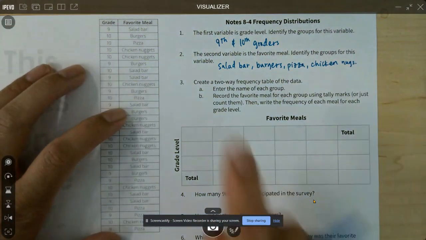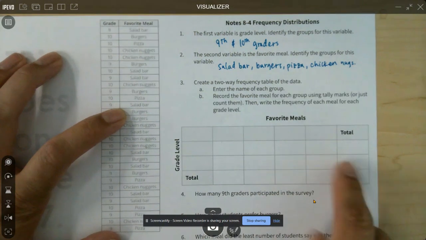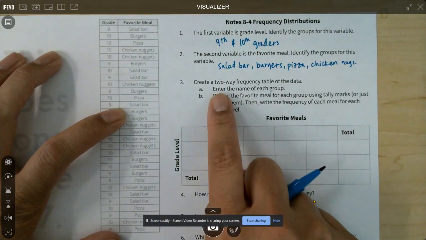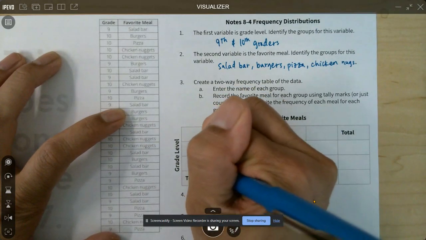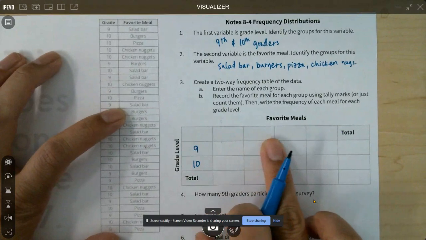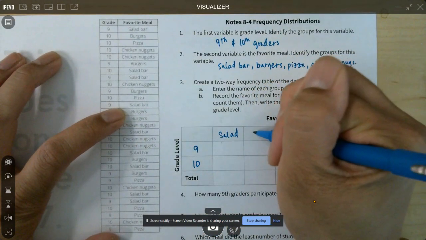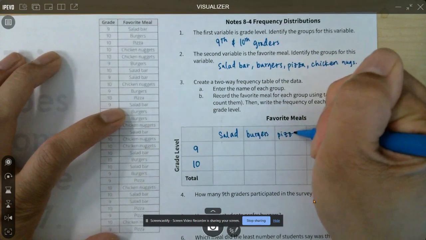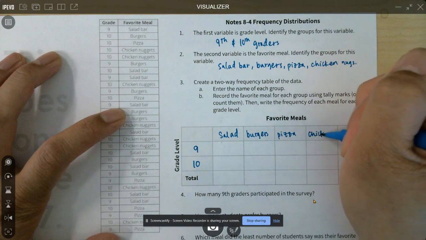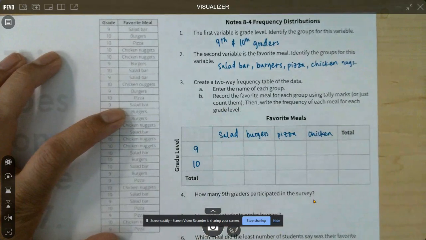Okay, so now it says create a two-way frequency table of the data. This is called a marginal two-way frequency table because it has the totals. It says enter the name of each group. So we're going to put grade level here, that's going to be 9 and 10. And then we're going to put the favorite meals up here: salad, burgers, pizza, and chicken. Then it says record the favorite meal for each group using tally marks, or you can just count them. Then we're going to write the frequency of each meal for each grade level.